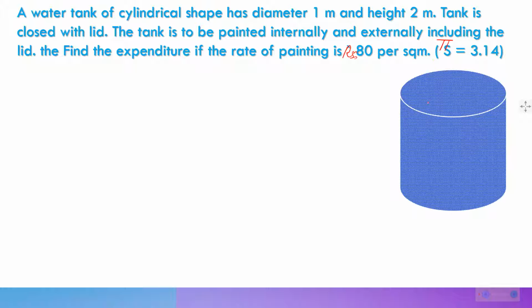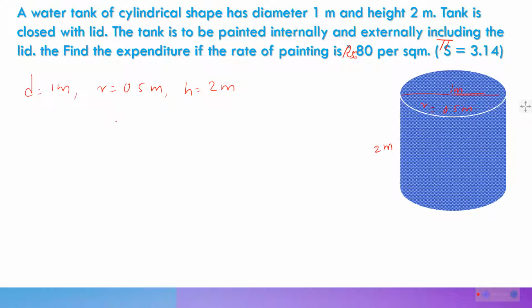So water tank in the cylindrical shape, total to be painted, 1 meter diameter. That means we know that 0.5 meter is the radius, and height given as 2 meter, all are in meters, no problem. And find the expenditure if it is 80 rupees per square meter. Okay, that is also in square meter, so the unit is not an issue. So we will write D is equal to 1 meter, so R is equal to 0.5 meter, H is equal to 2 meter. All these things are given.